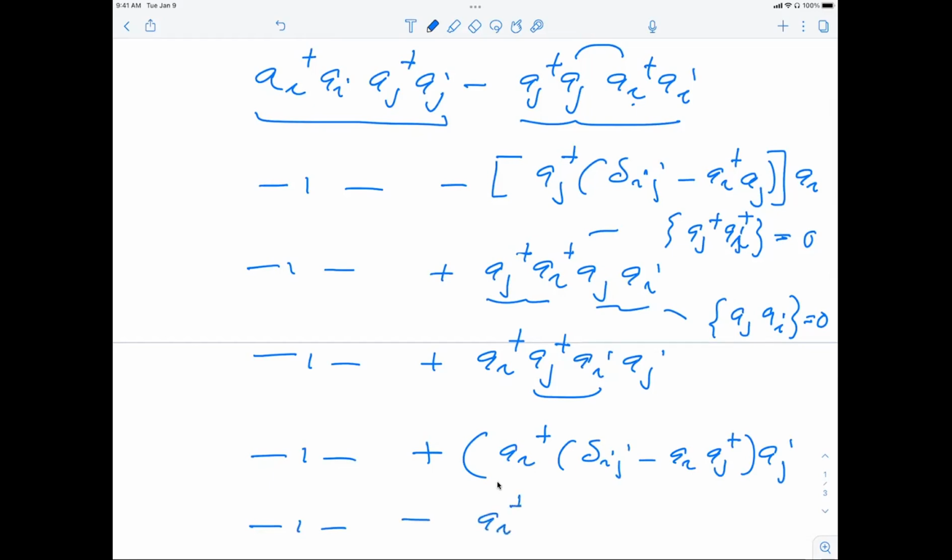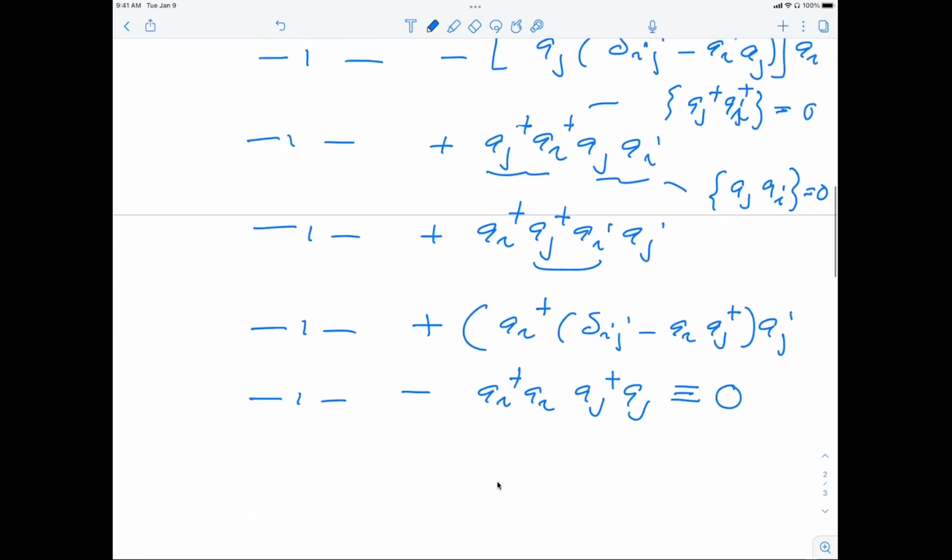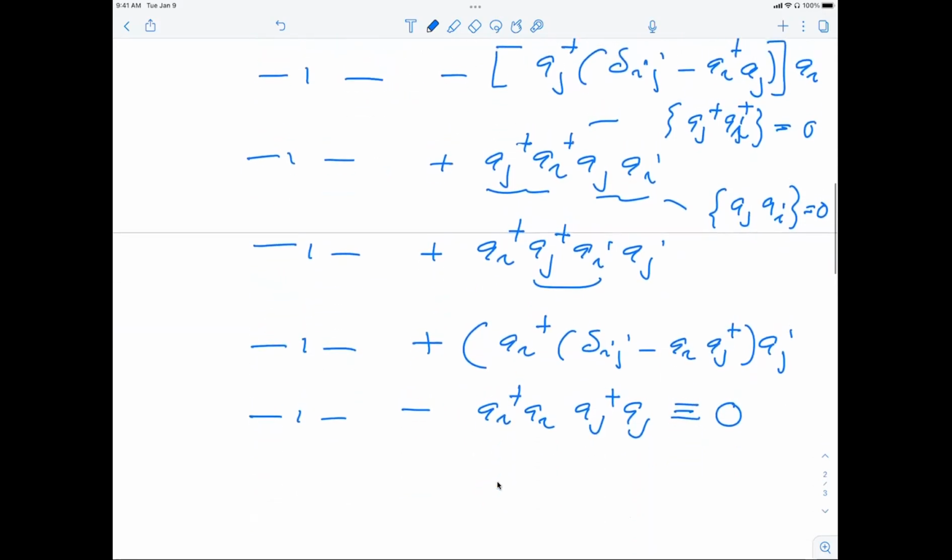And then we have an a_i, a_j dagger, a_j, and we see that this is exactly equal to 0. So that means that these two operators, they commute. So when I say anti-commute, then I have the anti-commutation relation. And then when I say commute, then I have the standard commutation relation.